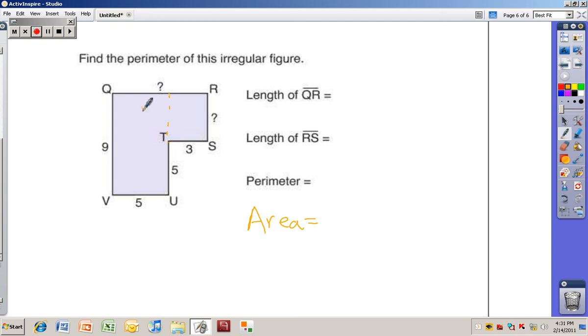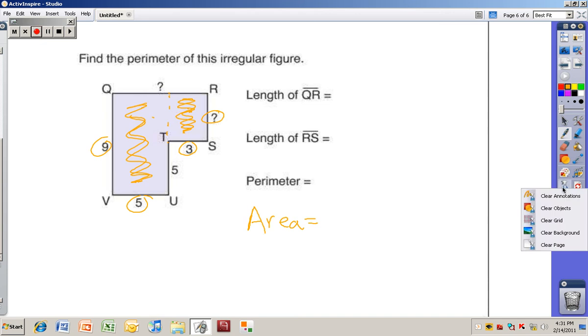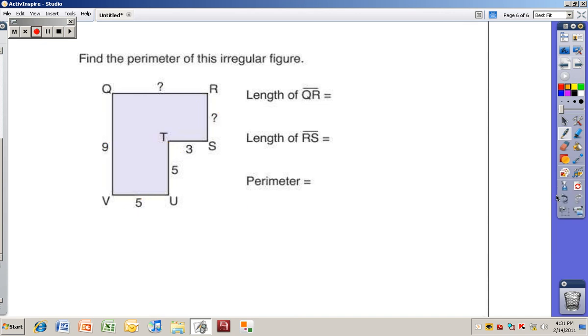You find the area of one rectangle and add it to the area of the other rectangle. Hint: you should know what the dimensions of this rectangle are. Find the area, add them together to get the total area of the shape. So go ahead and pause the video now. Turn it back on when you're ready to see the solution.